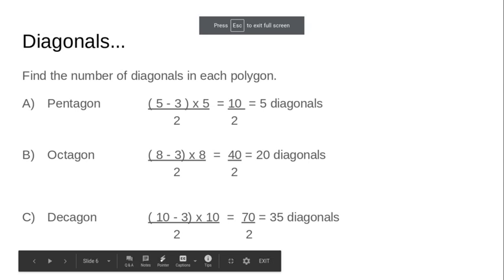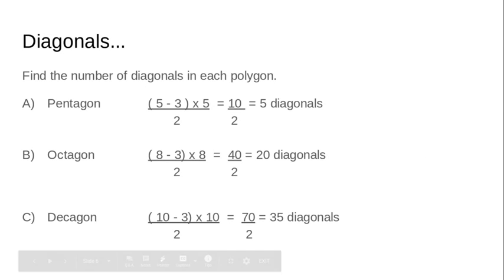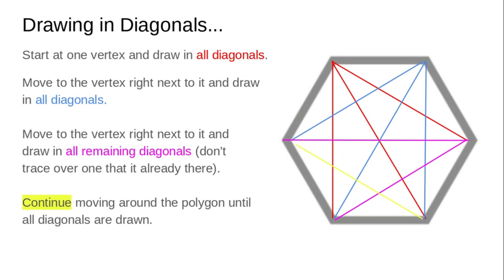I think it might start me over. No, it didn't start me at the beginning. It kept me right where I was. Okay. So every time, number of vertices minus 3 times the number of vertices, that answer divided by 2 to take away the doubles. How about drawing the diagonals?